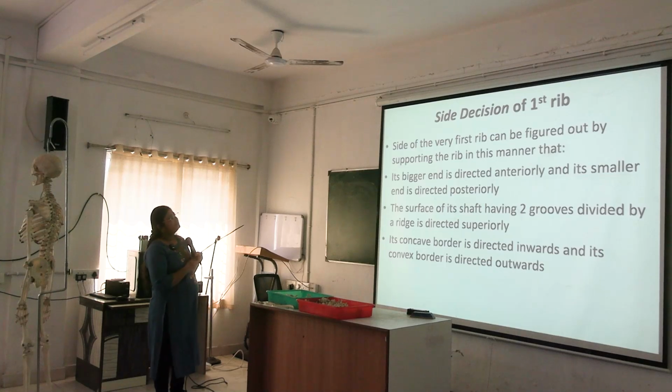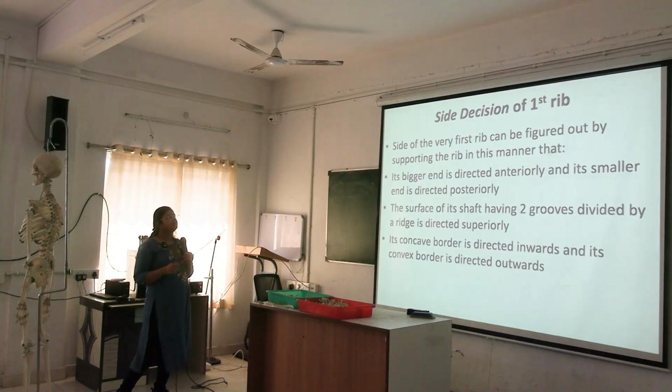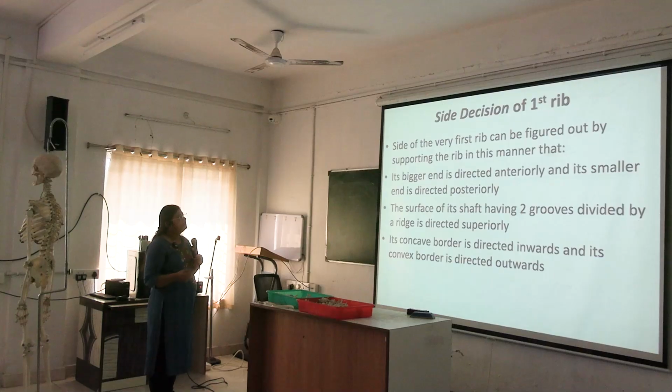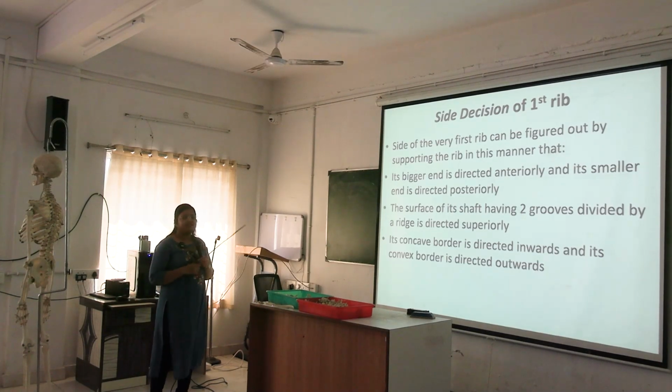Next is side determination of the first rib. The side of the first rib can be figured out by holding the rib in this manner, so that its bigger end is directed anteriorly and smaller end is directed posteriorly. The surface of the shaft has two grooves divided by a ridge, directed superiorly. Grooves are present on the superior surface, and its concave border is directed inward, medially, and convex border is directed outward. Okay, that's how you determine the side.